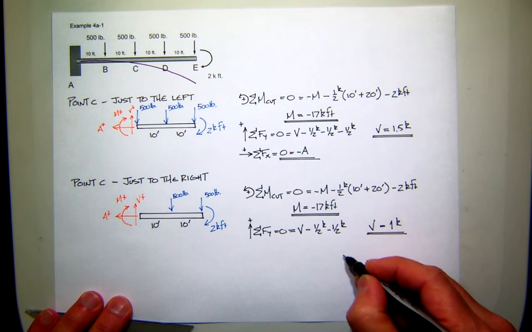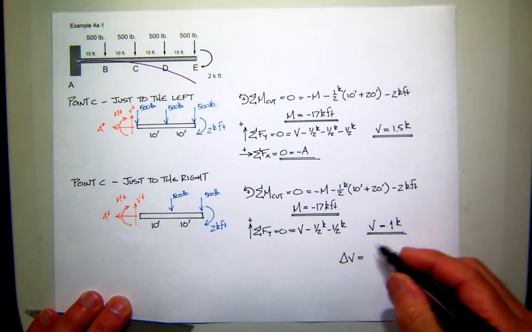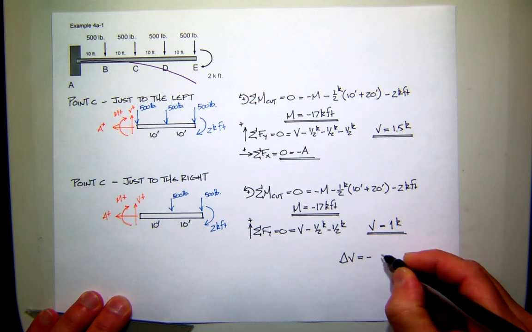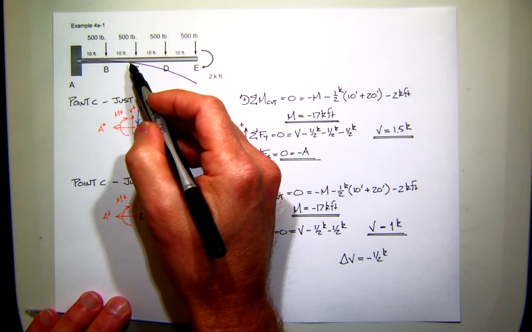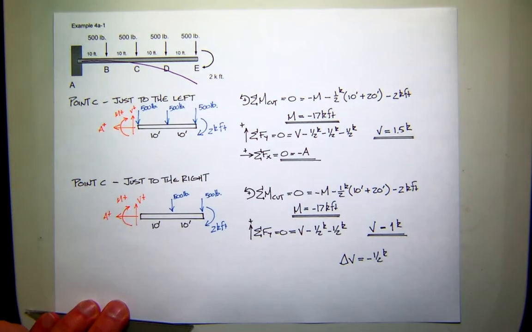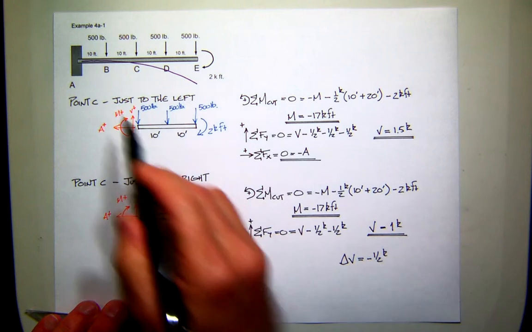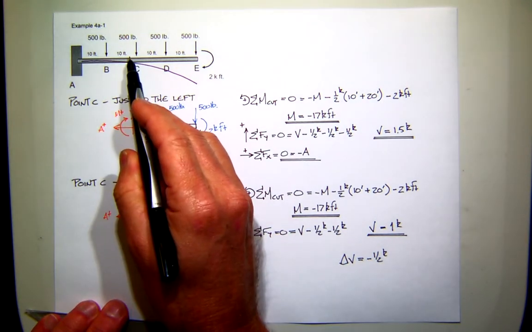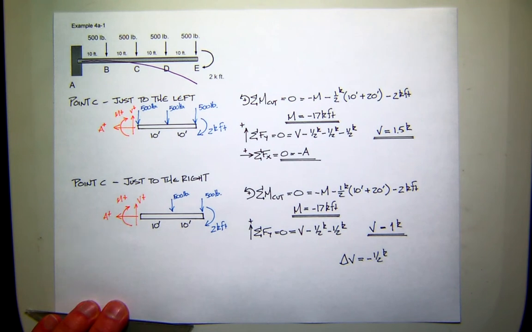What's the amount the shear changed? The change in shear was what? Yeah, it actually went down half a kip, right? And what is the force applied there? It's acting down, and it's half a kip. So we're going to hold that in your mind, and we'll come back and use that. So it looks like the shear is going to change instantaneously as you go from the left side of a force to the right side of a force. And we can use that to our advantage later on.